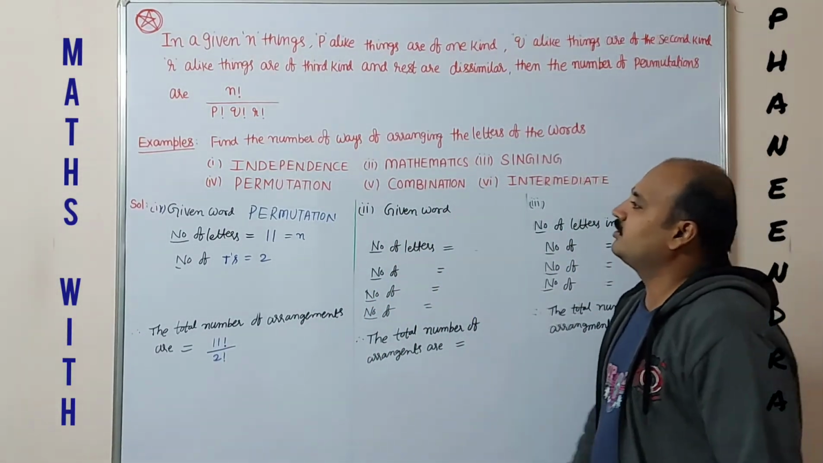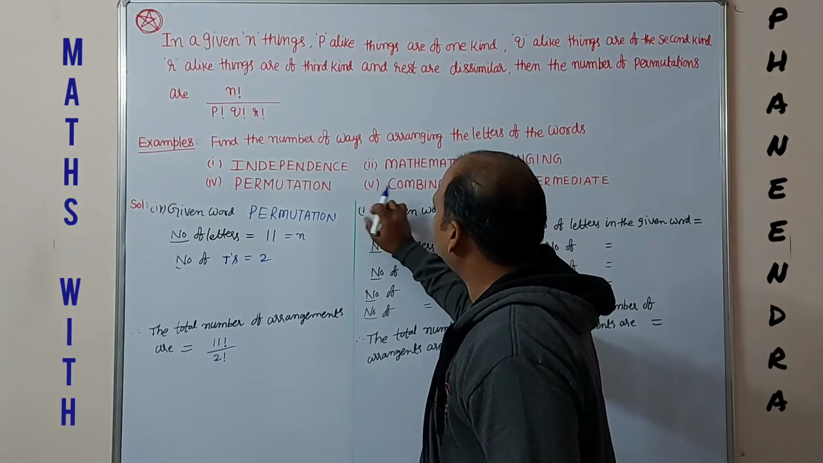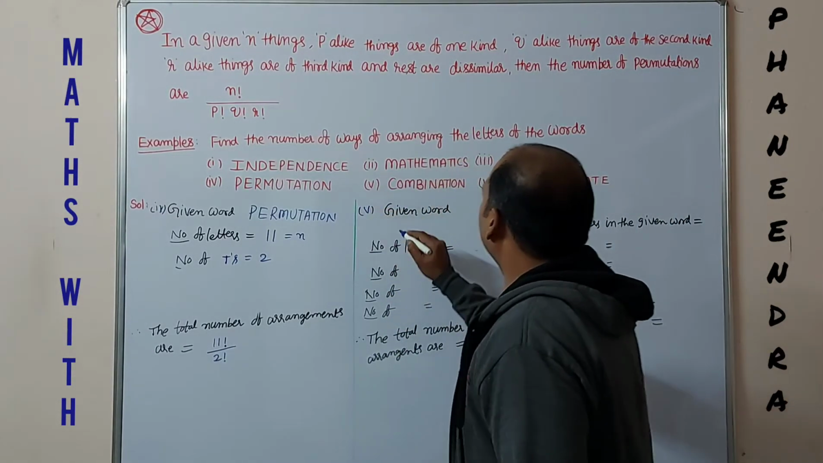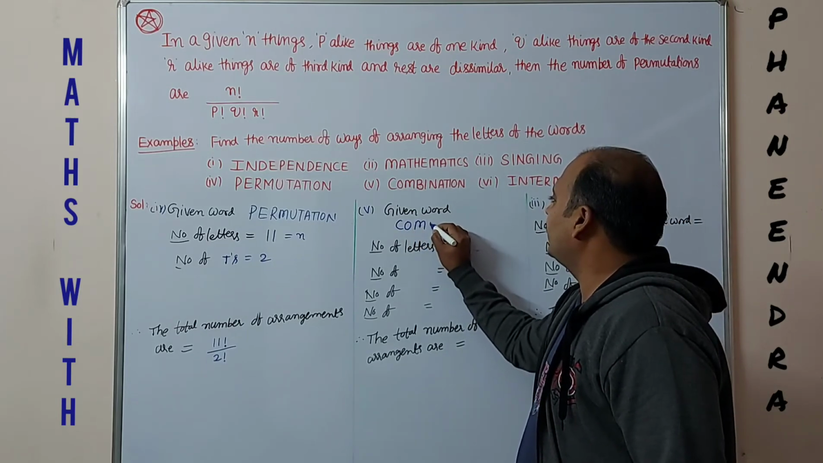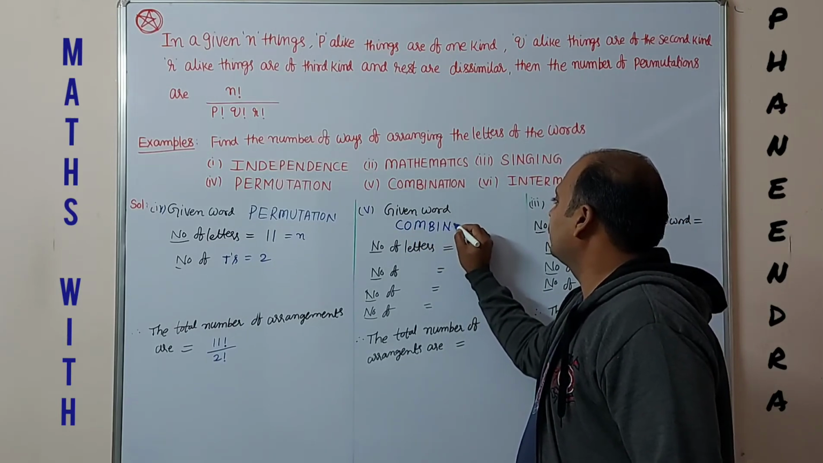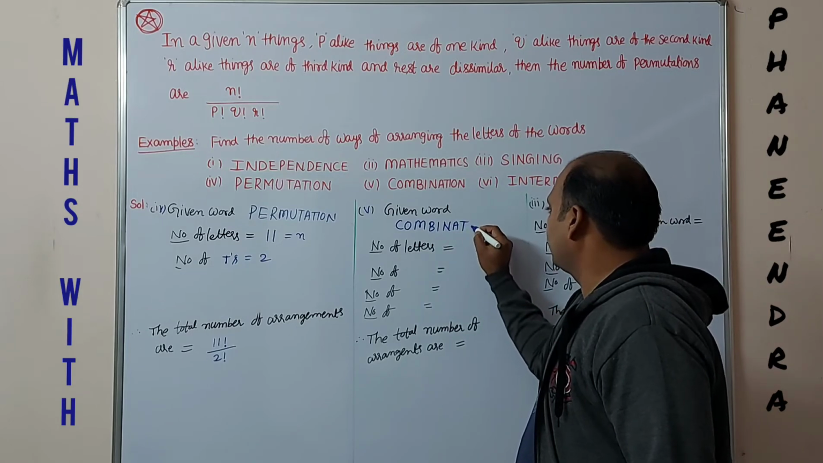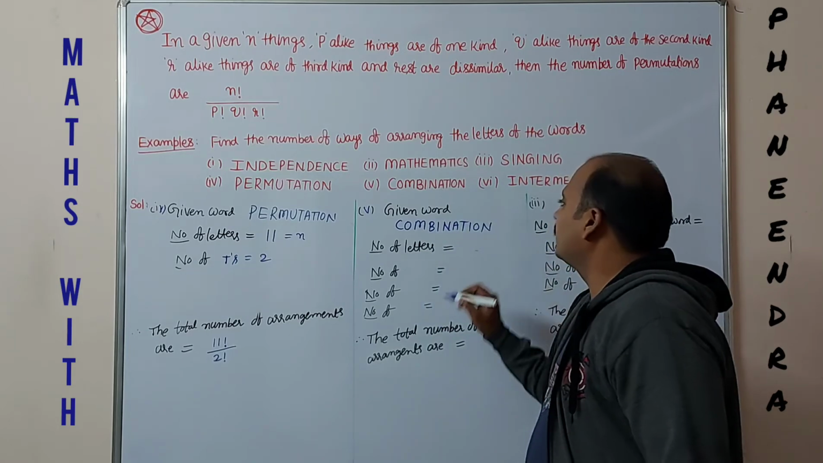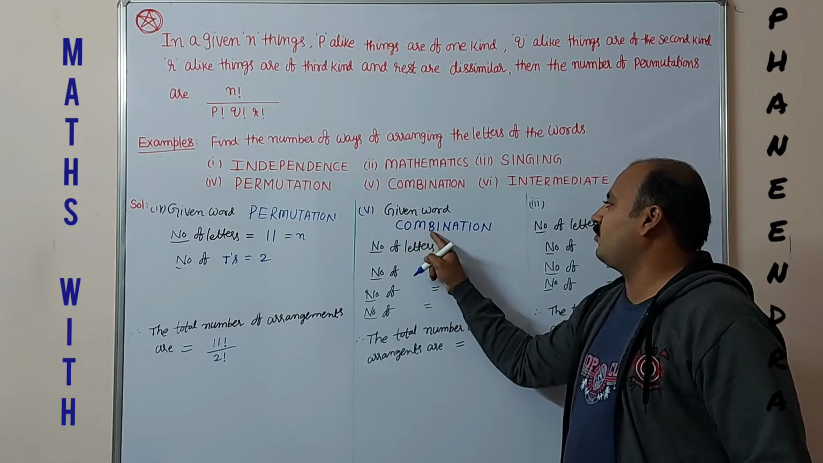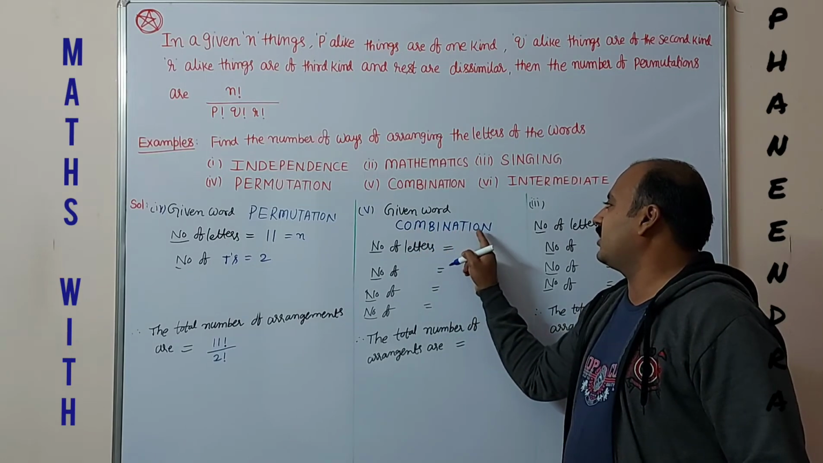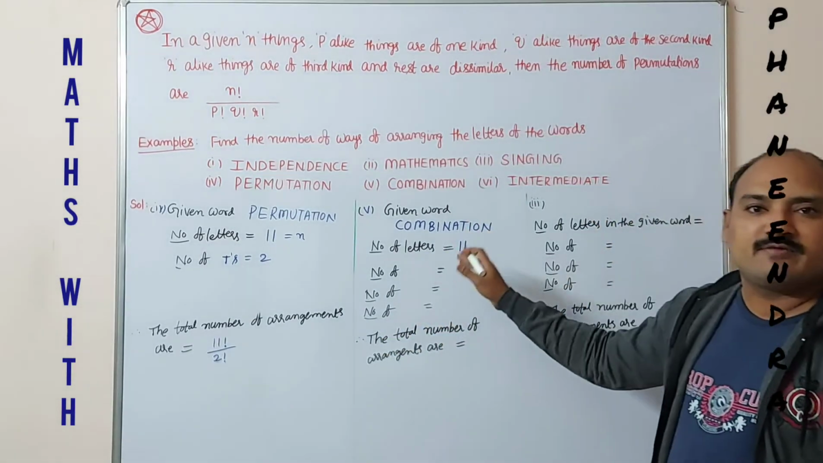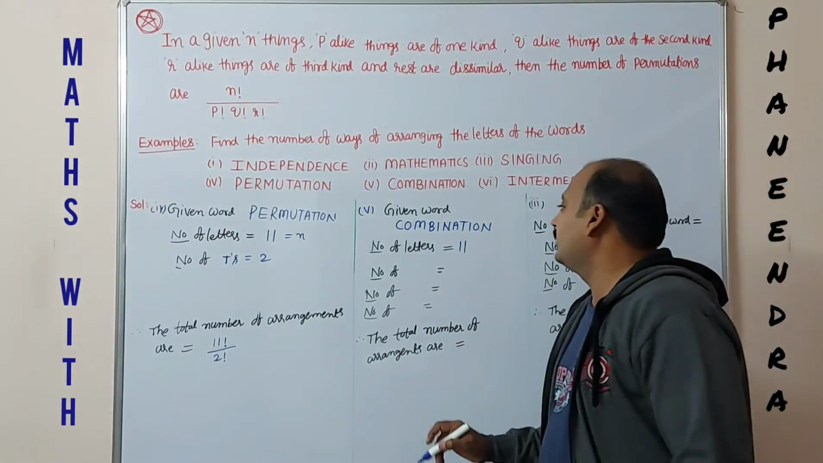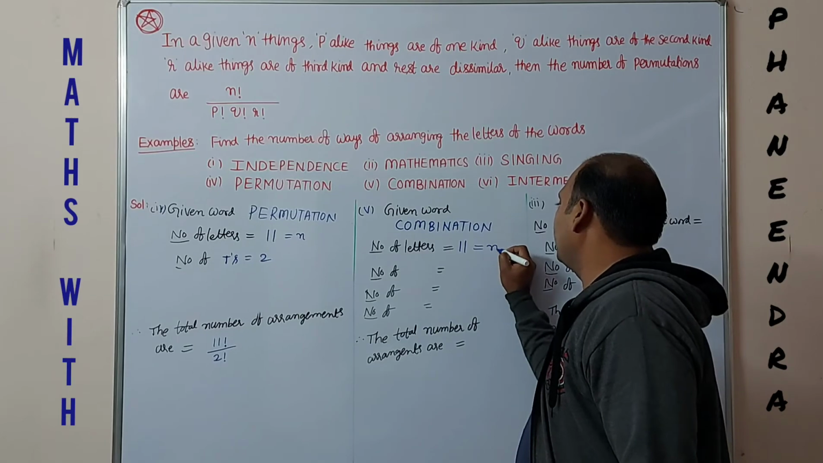Come to the next question. In this question number 5, the given word is combination. So 1, 2, 3, 4, 5, 6, 7, 8, 9, 10, 11. So the number of letters in the given word combination is 11. So n is equal to 11.